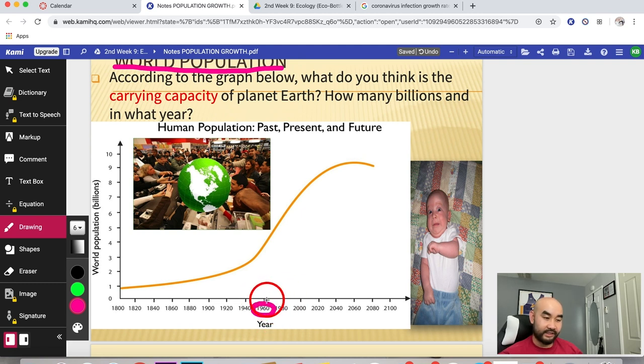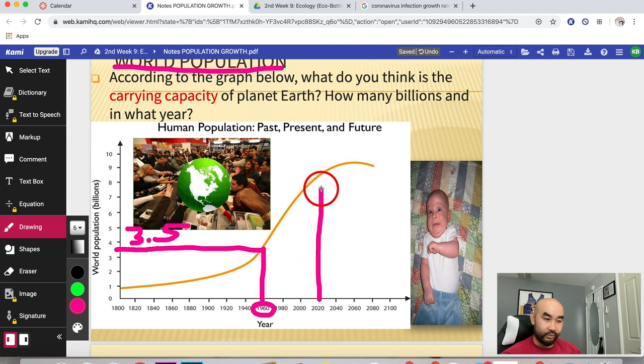1960, because on the test, I'm going to talk about this. So in 1960, how many billion people are there? 1960. And we bring it over here. That will be around 3.5 billion people. Now let's look at 2020. How many billion do we have?